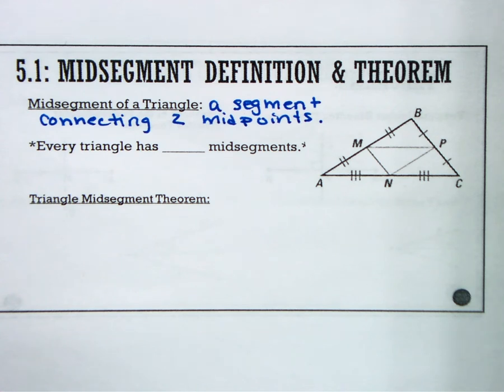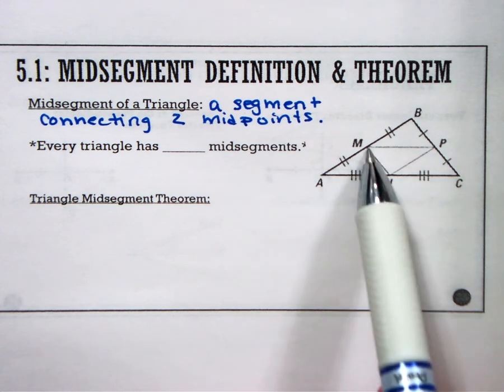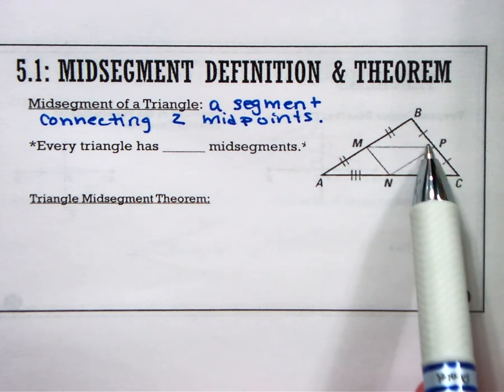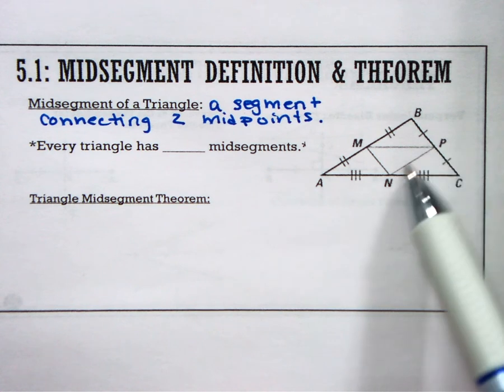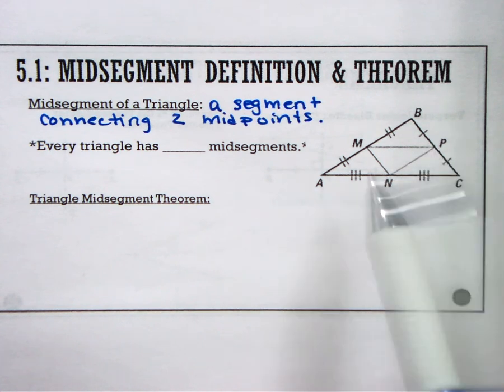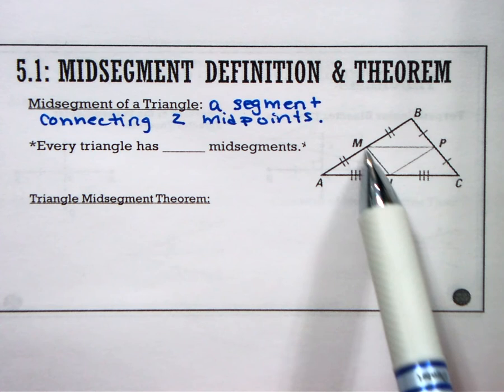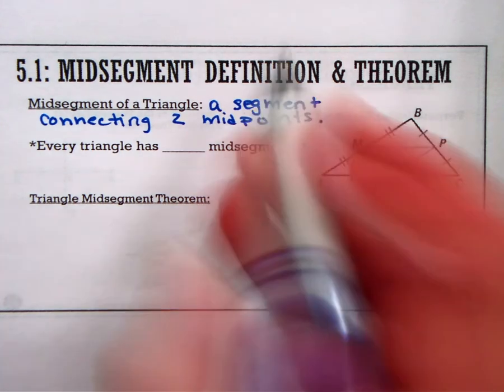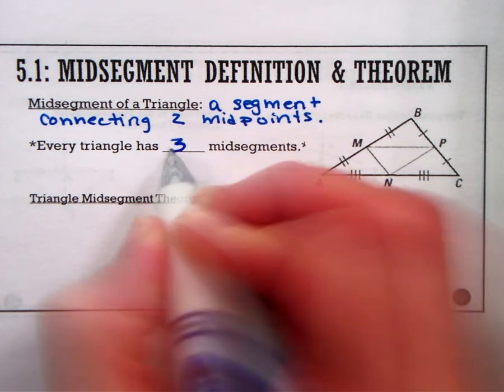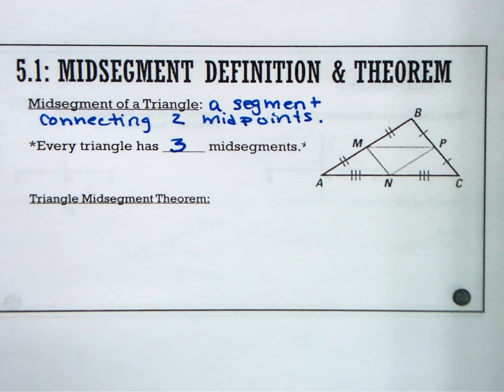Now I connected 2 midpoints, but aren't there actually 3 midpoints within a triangle? There's the 2 that we did on the right and the left, but isn't there a midpoint on the bottom side as well? Yeah. So we've actually got 3 midpoints. So how many mid-segments will there be? There's a mid-segment here. That's 1. That's the one that we just did. If we connect these 2, this is also a mid-segment. And this guy over here is also a mid-segment. So each triangle is going to have 3 mid-segments.